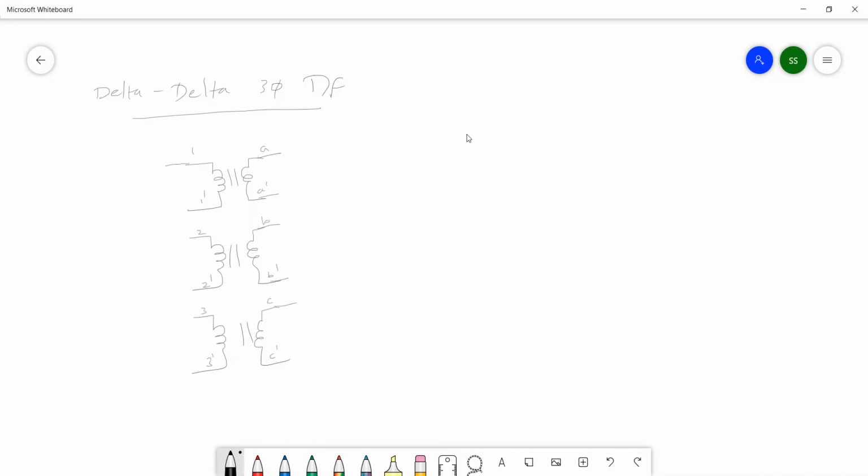Right. Now how will the delta connection look? 1, 1 dash, 2, 2 dash, 3, 3 dash, 3 coils. How is the delta connection going to be connected? Back to back connection, nothing but first coil, this is called first coil, this is the second coil, this is third coil. Each coil has 2 terminals, that is 1, 1 dash for the first coil, 2, 2 dash for the second coil, 3, 3 dash for the third coil.